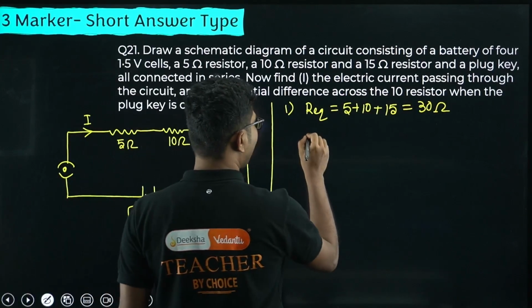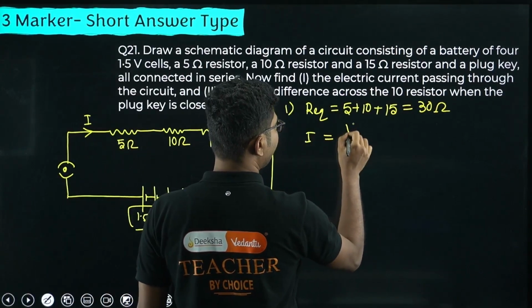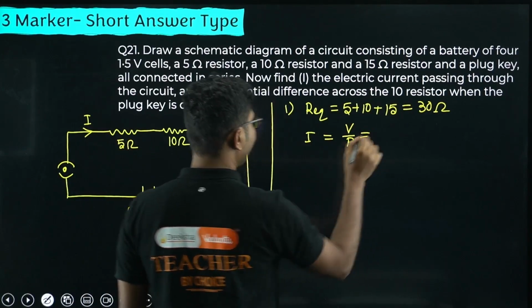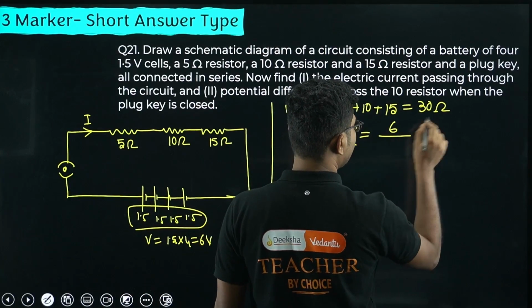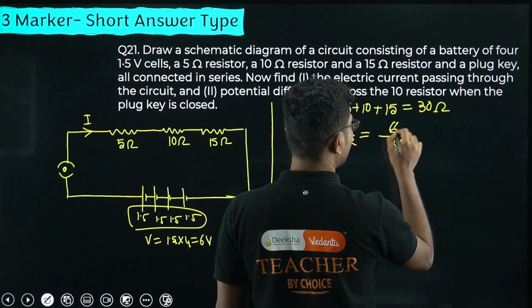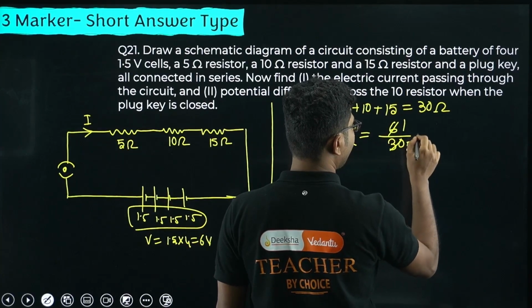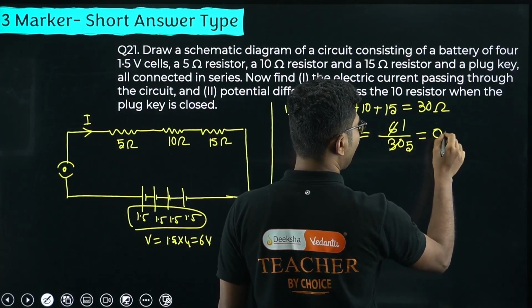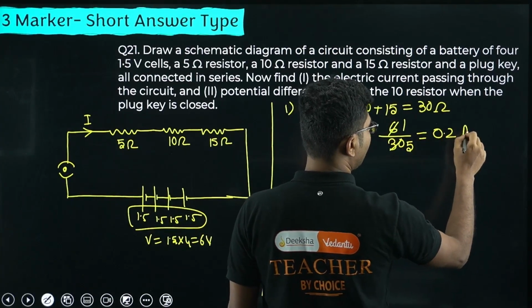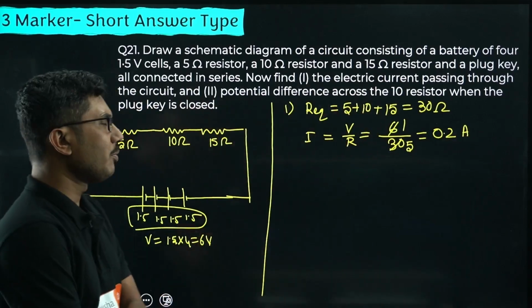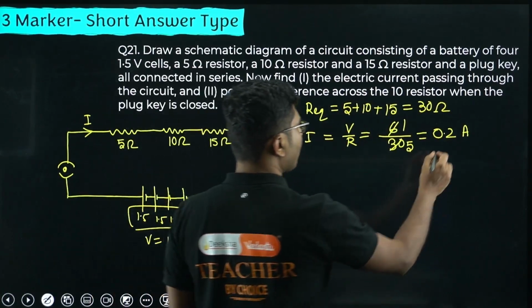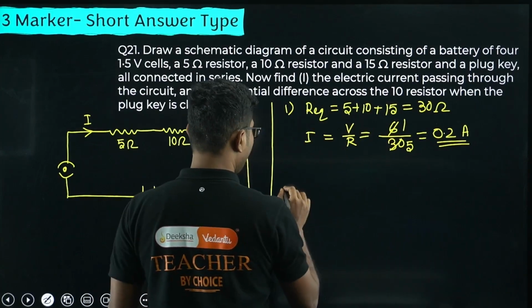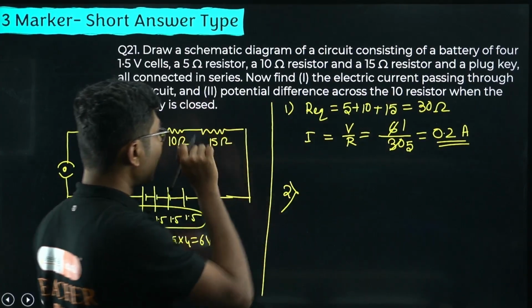So what is the current? I is equal to V by R. V is 6 volt and R is 30, so 1 by 5. So 1 by 5 is 0.2 ampere. Okay, so 0.2 ampere is the current in the circuit, right?